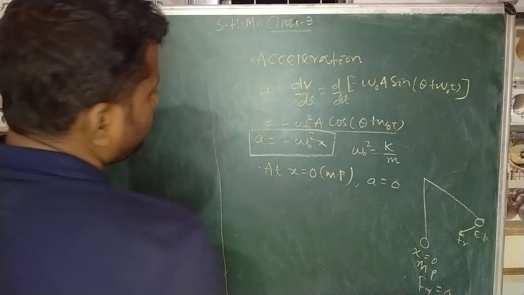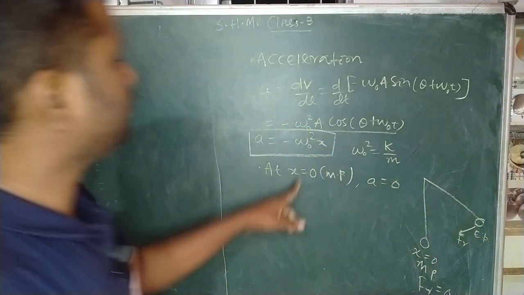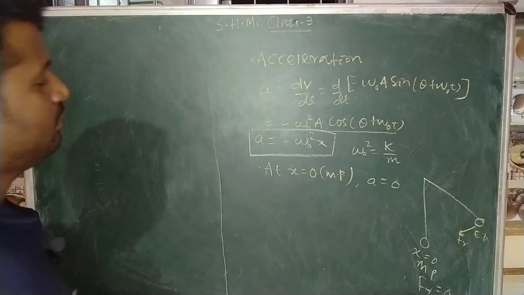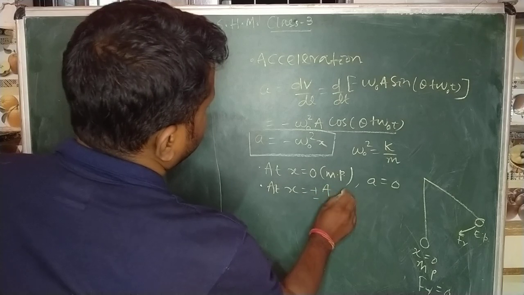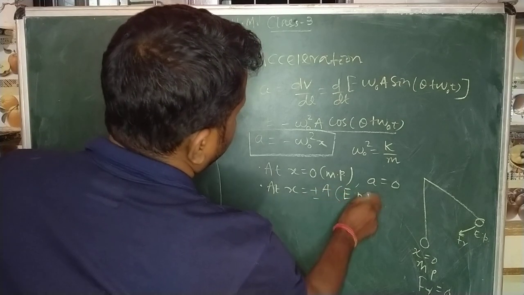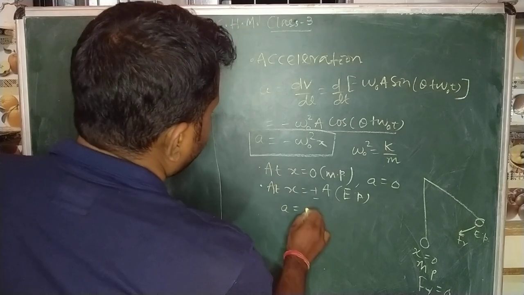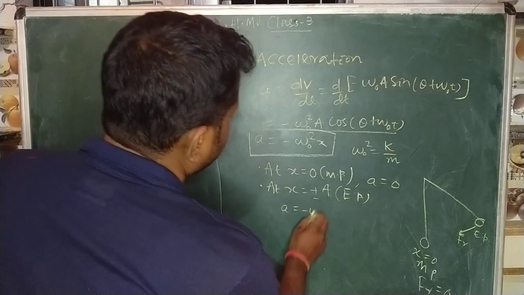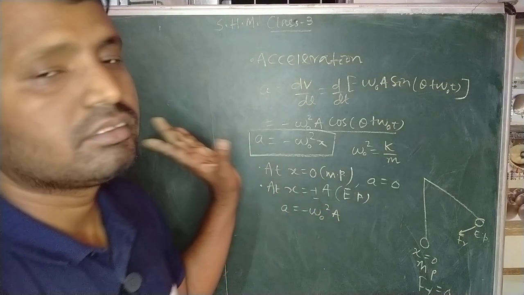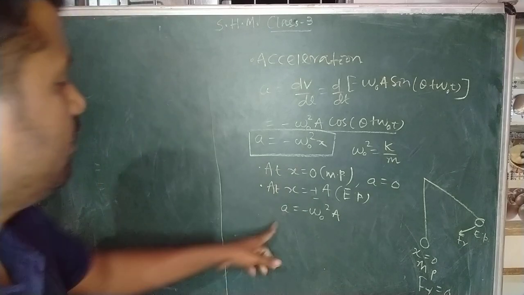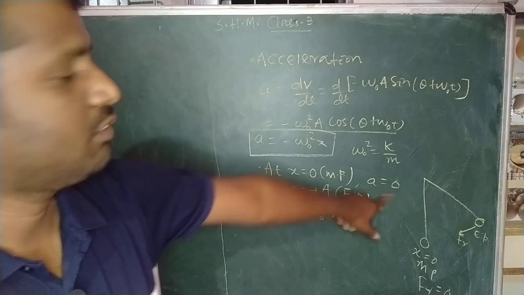And where will acceleration be maximum? Acceleration will be maximum where restoring force is maximum. That means at x equal to plus or minus a, which is our extreme position. Our acceleration will be how much? Minus omega naught square a. This is our maximum value of acceleration, and the other is the minimum value of acceleration.